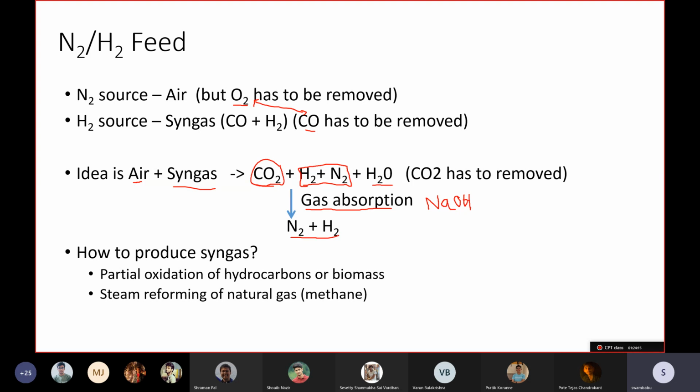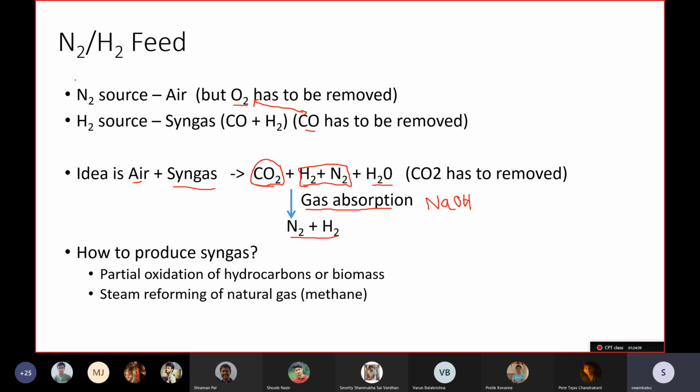So CO2 and H2O form during the reaction between syngas and air. CO2 and H2O are removed by using a gas absorption process. That way we will get N2 plus H2 only. This N2 plus H2 is supplied to the ammonia reactor as a feed.